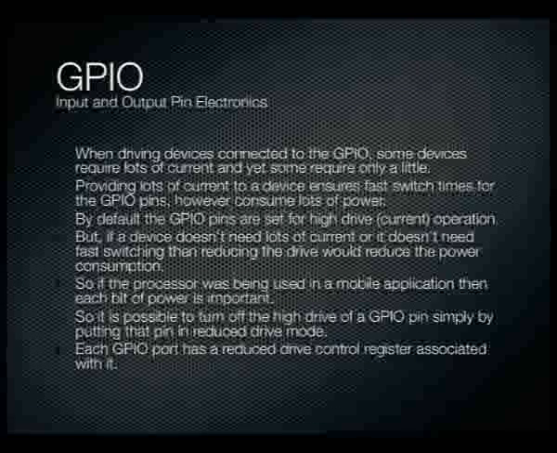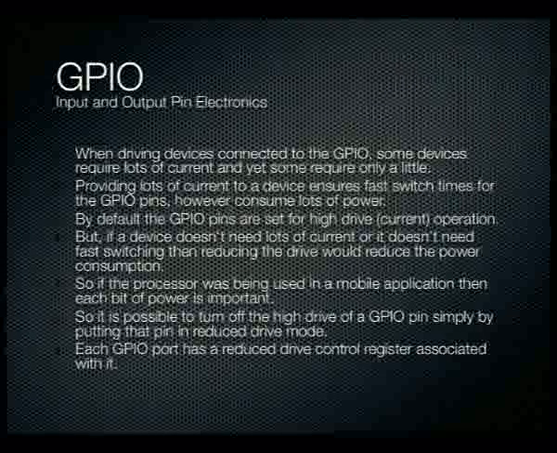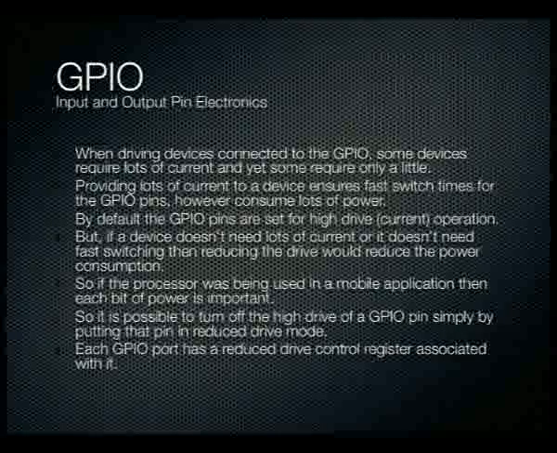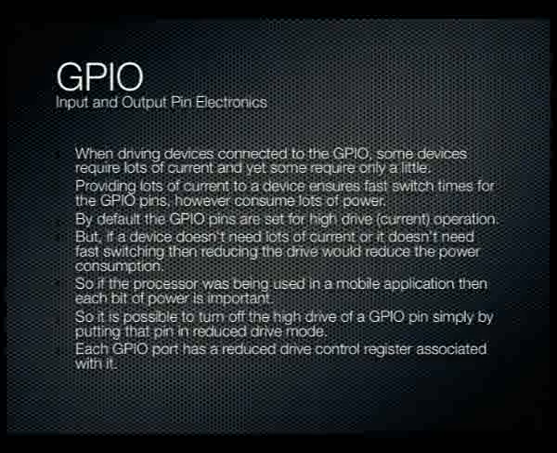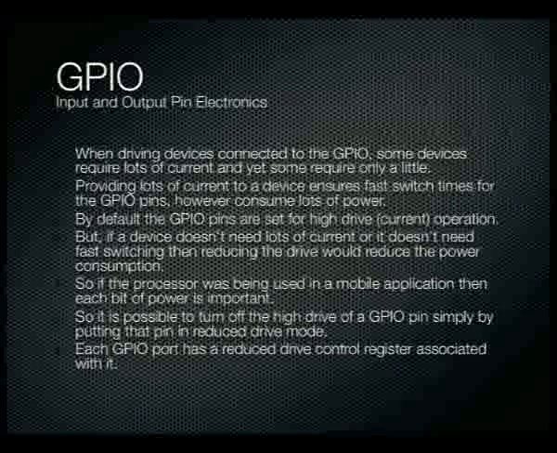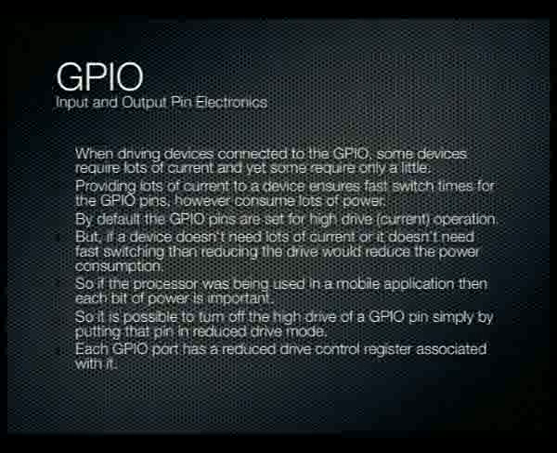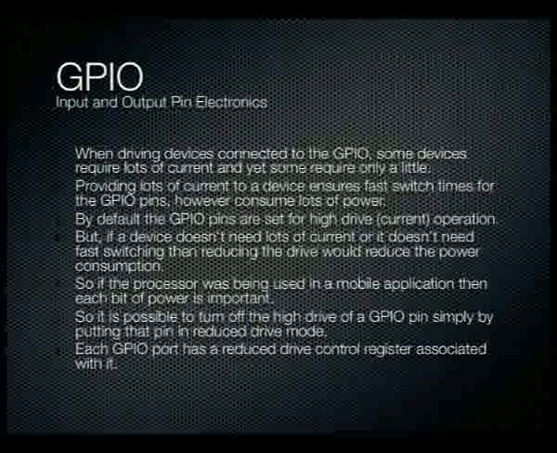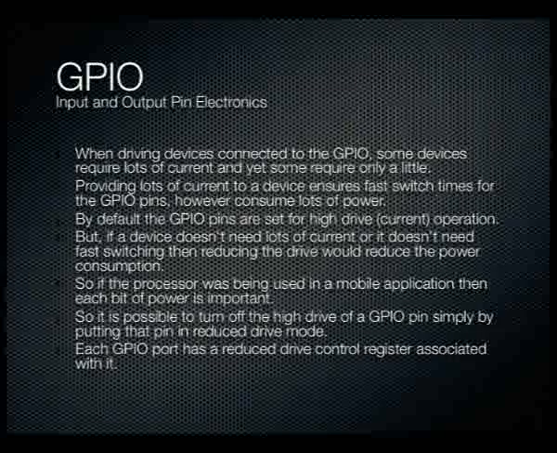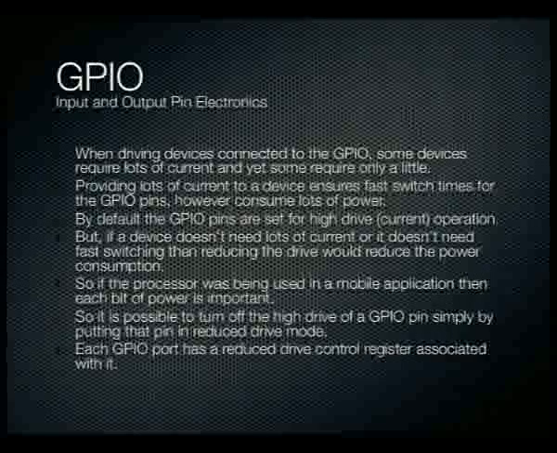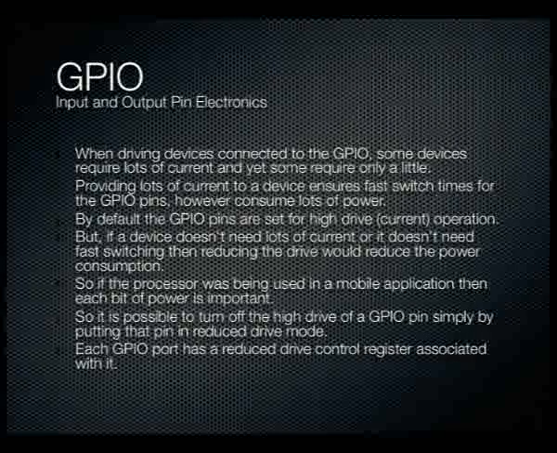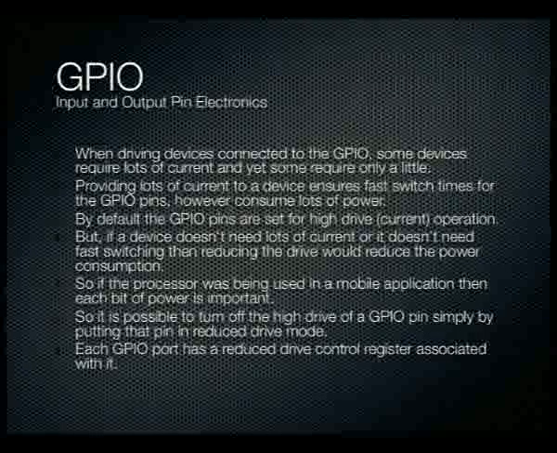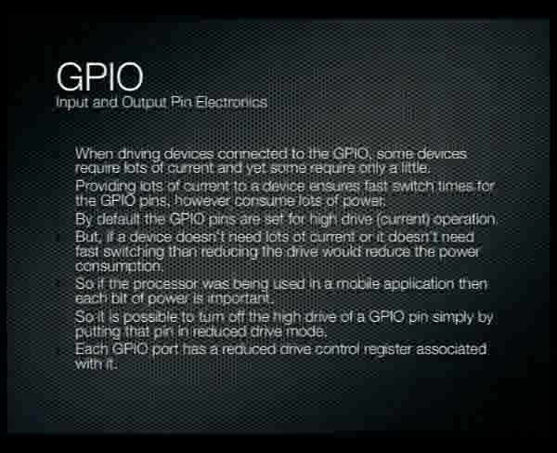The other thing with the general purpose I/O port is, when we're doing output on the general purpose I/O, we need to connect this up to some sort of electronics on the other side. So general purpose I/O is effectively going to drive some sort of device. Some devices require lots of current, and some devices require very little. Providing lots of current to a device ensures that we have fast switch times. However, we consume a lot of power. By default the GPIO pins are set for high drive current operation.